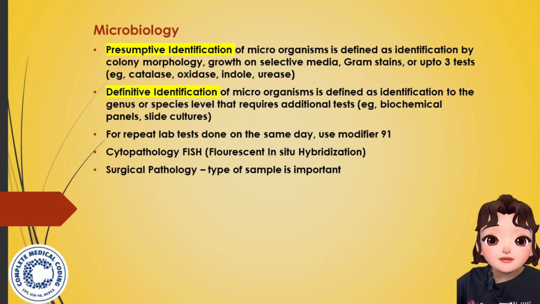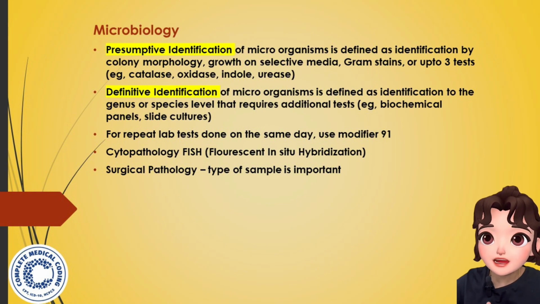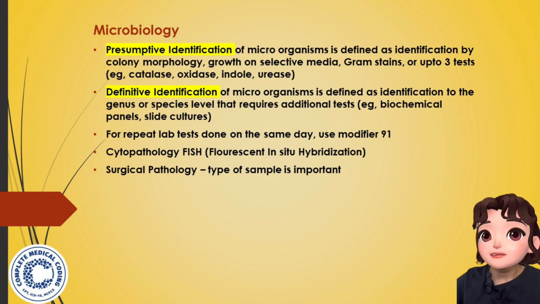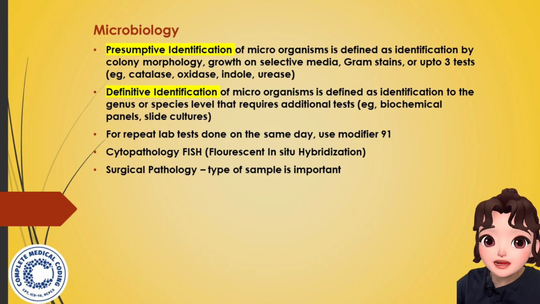Now, under microbiology, there are 2 identification of classes of microorganisms. That is presumptive identification and definitive identification. These 2 definitions are important. Sometimes you may get in an anatomical session. Presumptive identification of microorganisms is defined as identification by colony morphology, growth on selective media, gram stains, or up to 3 tests. For example, catalase, oxidase, indole, urease, all these tests, but up to 3 tests is considered as presumptive identification.